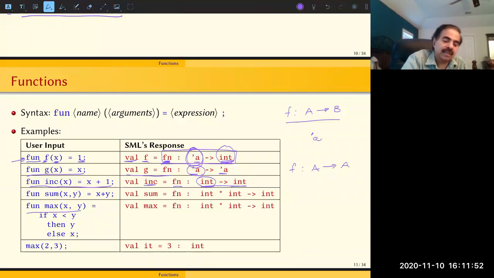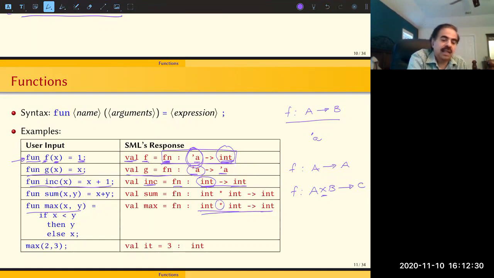Okay, and max is also something that takes 2 integers and returns an integer, right? So we have seen functions that take multiple arguments. We write them down as f takes a times b to c, and once again it's the same notation. Instead of the x, it uses a star, right?